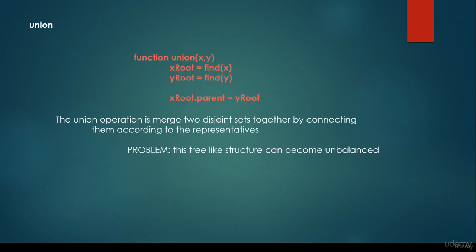What about the union? We have the union on the X and the Y, and basically we are going to find the root for the X, the root for the Y, and basically we merge them together. So the X root parent is going to be the Y root. So the union operation is to merge two disjoint sets together by connecting them according to the representatives.